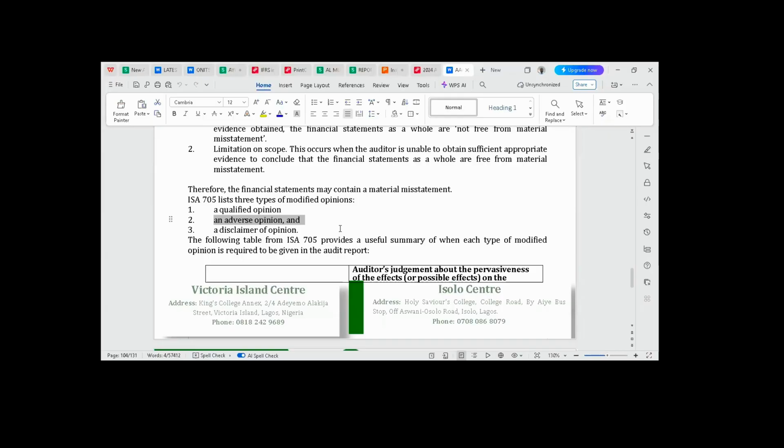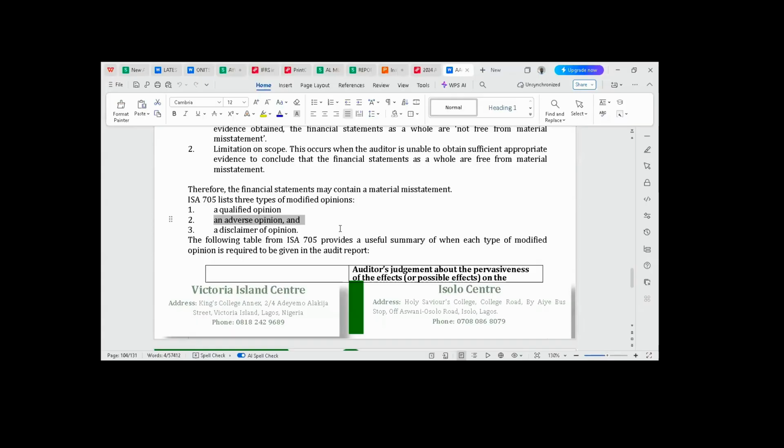Except for. If not for the except for, you will have called it an unmodified audit report. Without that except for, it will have been an unmodified audit report. But because of the except for, that means there's an issue with the financial statements. So you issue a qualified audit report. So before we go ahead to explain the other two, let's look at what are those reasons or circumstances or factors that can make the auditor qualify his audit opinion.